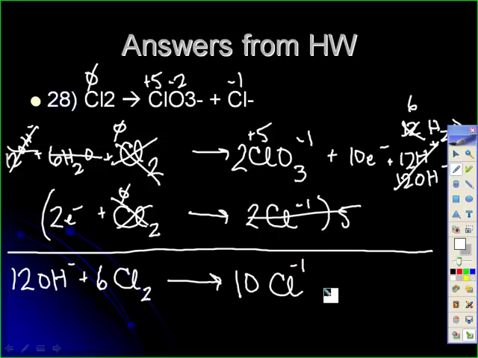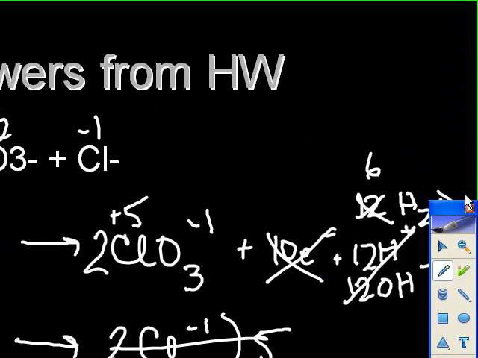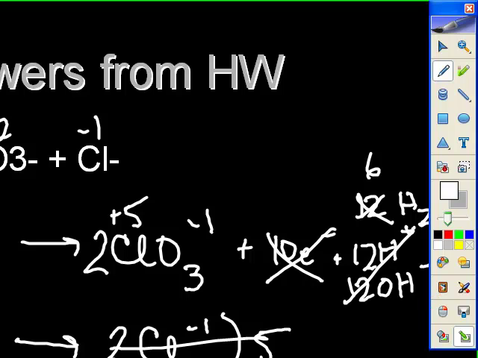I'm going to have 2 ClO3 negative ones, and I'm going to have 6 waters. And then of course my electrons, 5 times 2 is 10, and then just the 10 up here. So that is my balanced equation. I'll move this a little bit so you can see it better. 12 OH minus 1, 6 Cl2, 10 Cl minus 1, 2 ClO3 minus 1, and 6 waters.